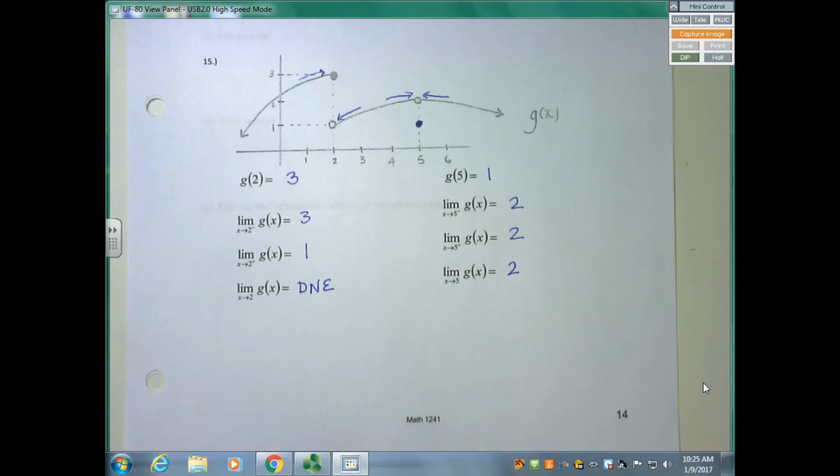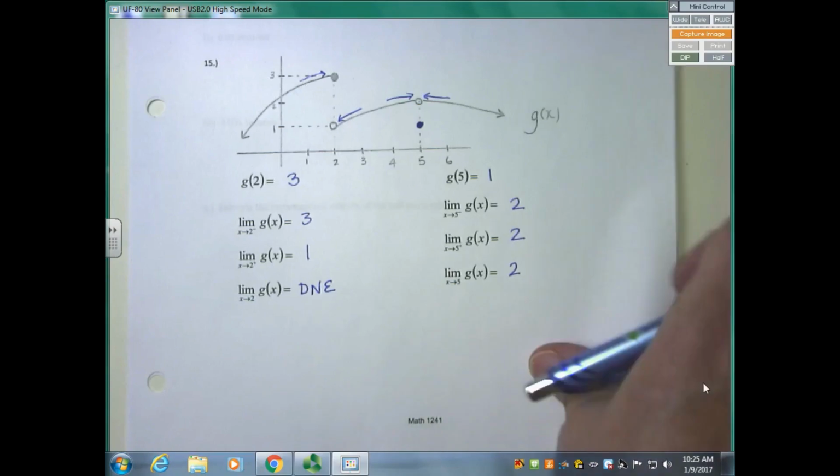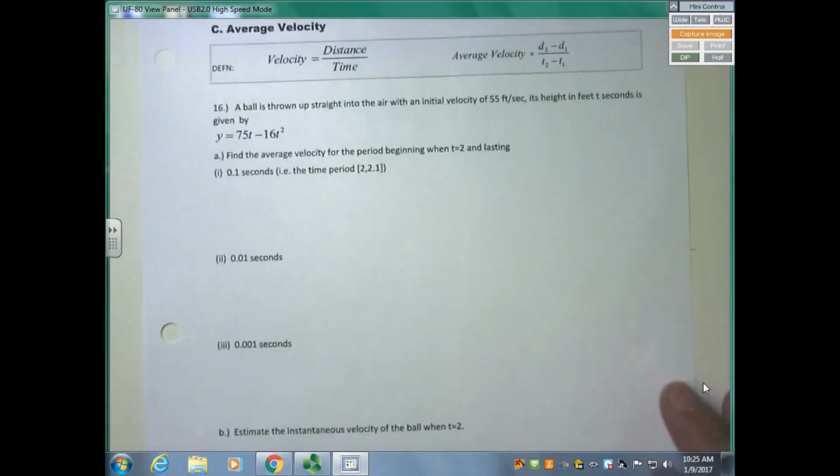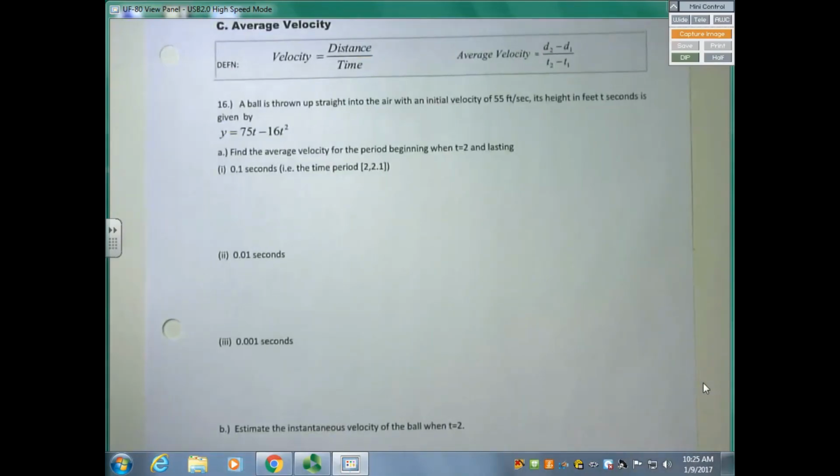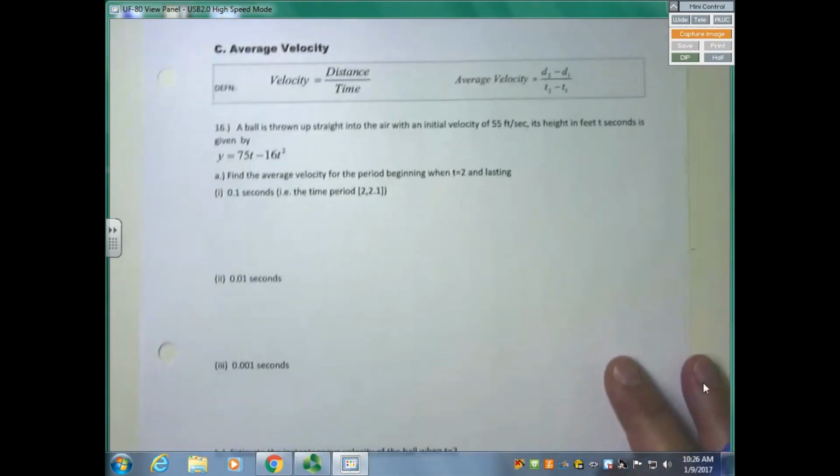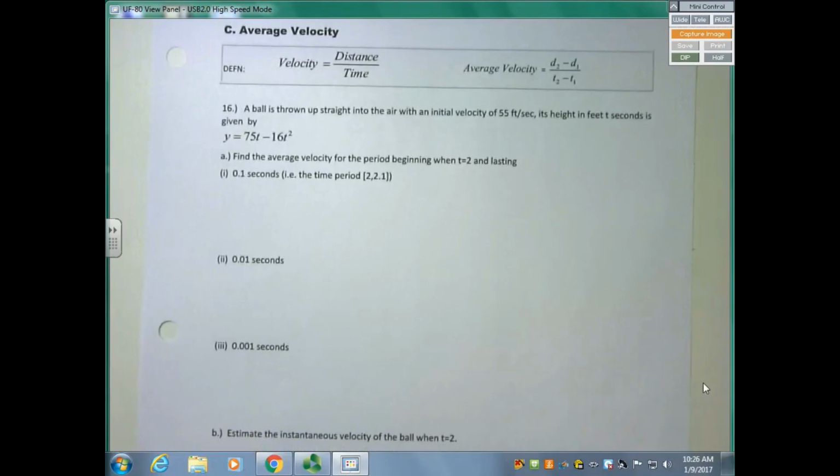All right. So hopefully that's making a little bit of sense to you as far as limits go. All right. Last thing is average velocity. We're going to talk more about this in section 2-3, I believe. But there's a problem on WebWork, so that's kind of why we've done this with you.